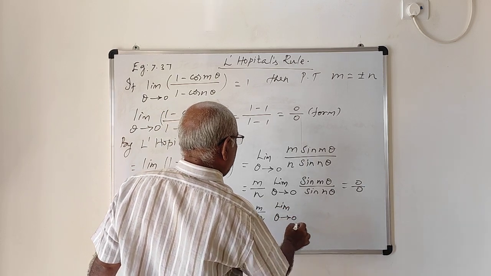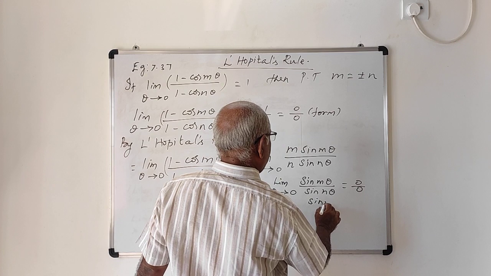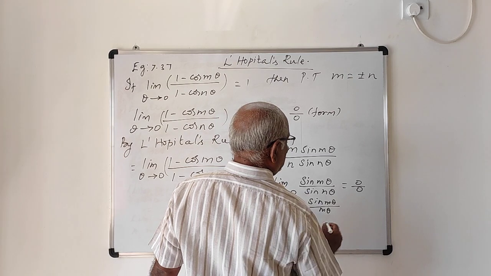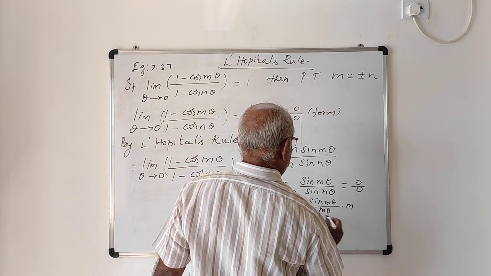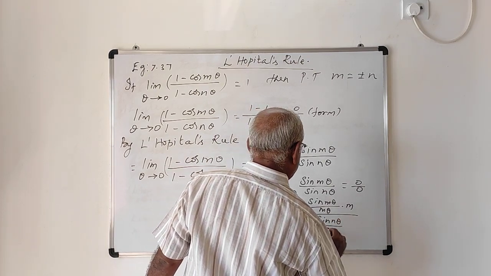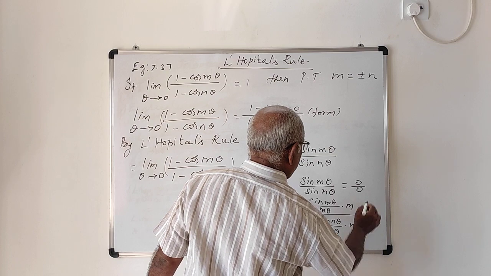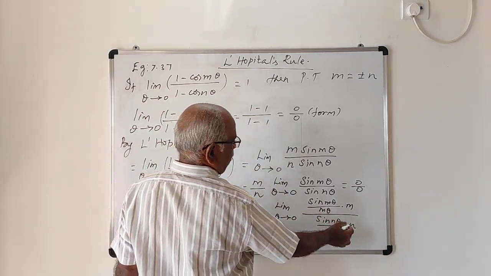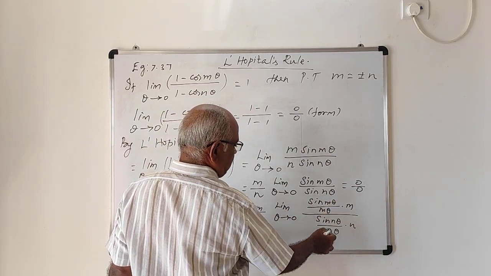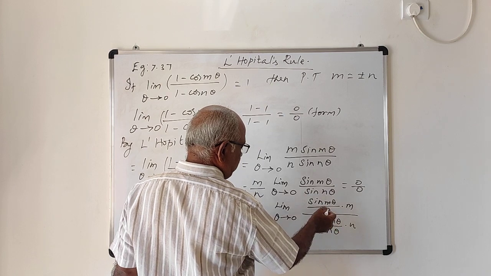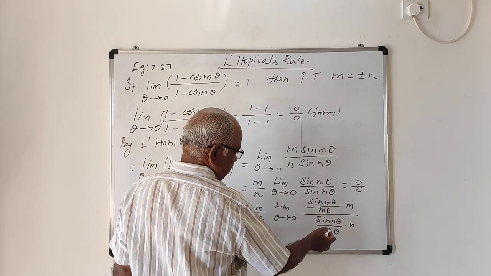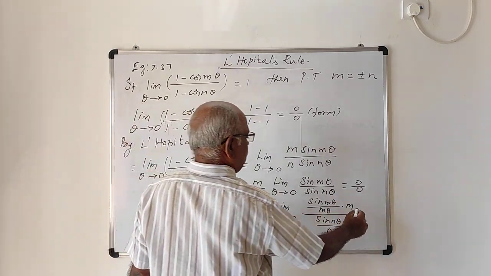As theta tends to 0, in the numerator you divide sin m theta by m theta, and to balance it, you multiply by m. Similarly, in the denominator, you divide sin n theta by n theta, and to compensate, you multiply by n. I am dividing both numerator and denominator by theta, and also multiplying and dividing the numerator by m and the denominator by n.